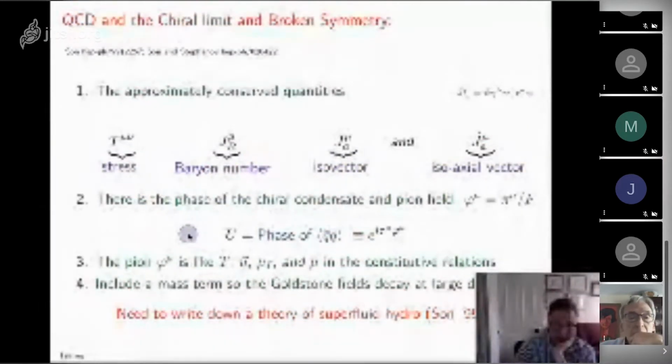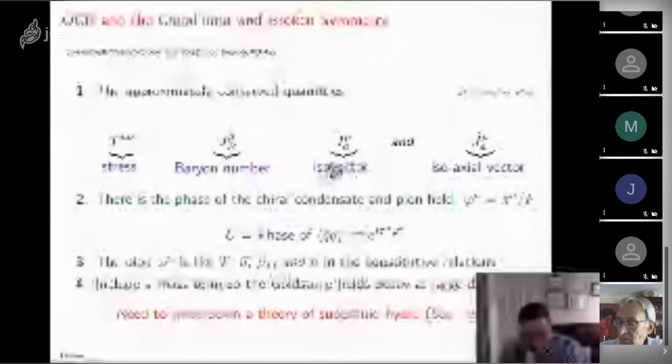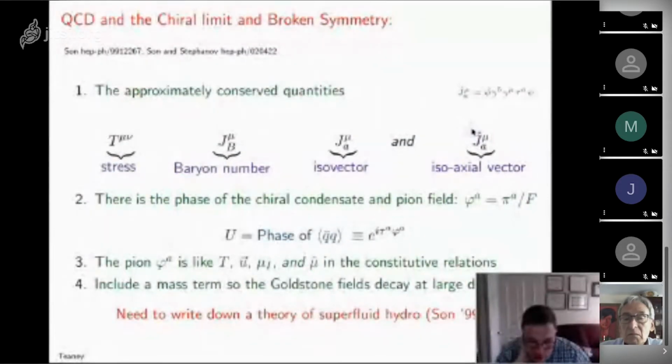So let's talk about QCD in the chiral limit. There's a bunch of conserved quantities: the stress tensor, baryon number, the isovector charge, and the isoaxial vector charge. The most important thing to get first of all is that there's a hat. J hat is the isoaxial vector charge. Every time you see a hat, it refers to the axial vector charge. If you see mu hat, that's the isoaxial vector chemical potential, and so forth. Every time you see a hat, it's axial.